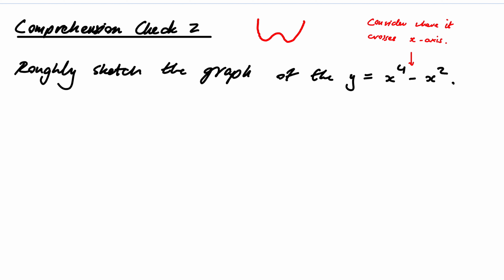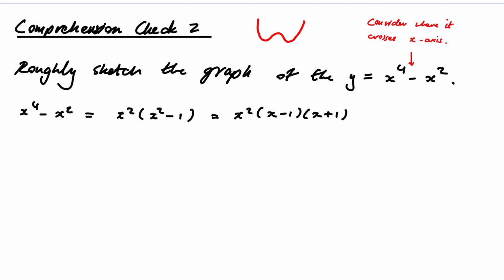So again, this isn't completely rigorous what we're doing, but it's really good practice. So x to the 4 minus x squared is equal to, well, let's bring out an x squared, and it's x squared minus 1, sorry.